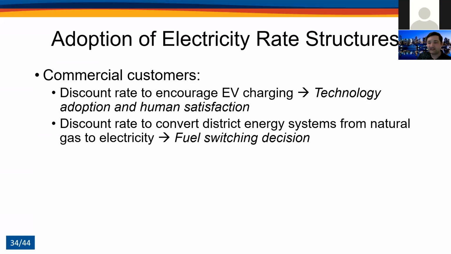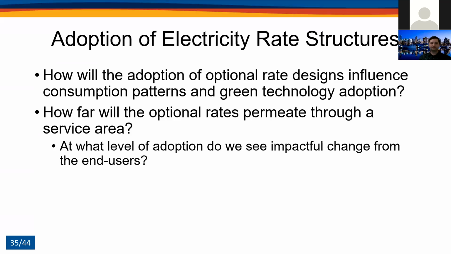And so the idea is if these optional rates are to permeate through society, what is the range of possibilities and what can happen to the infrastructure, and also with human interaction. So again, some questions are, how will the adoption of optional rate designs influence consumption patterns and green technology adoption? How deep will the optional rates permeate through a service area? How deep do the rates need to permeate to see impactful change from the end users? And you can imagine the question of does this do anything at all? Do these optional rate designs, if they were at full-blown capacity, actually result in meaningful change?